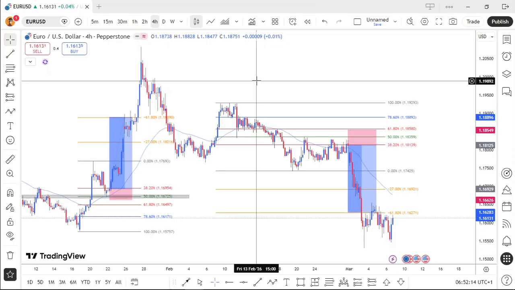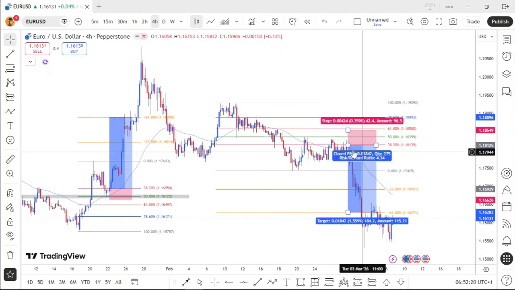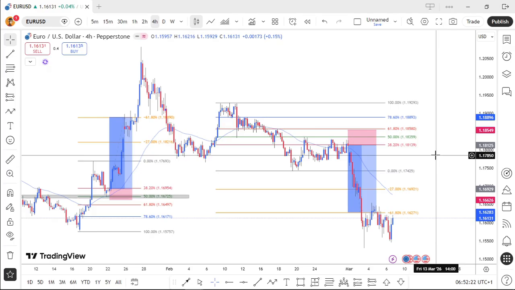And always make sure you trade Fibonacci with confirmation. Always look for confirmation candles like rejection candles and engulfing candles.